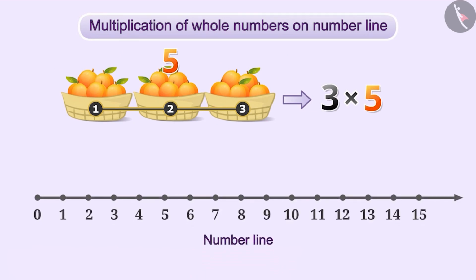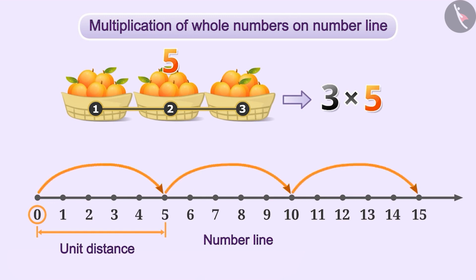Like addition or subtraction, we will not start from 5. Instead, we will start from 0. Since 5 fruits have been repeated 3 times, starting from 0, we move 5 units at a time from 0 to 5, 5 to 10 and 10 to 15. To represent the steps, we will use arrows pointing towards right direction. The last arrow points to 15. Therefore, this is the product of the two numbers, that is, 3 multiplied by 5 is equal to 15.